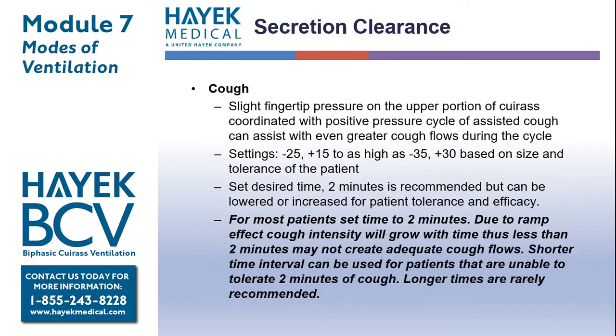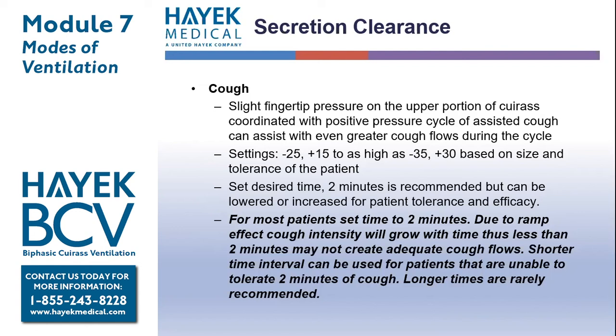Slight fingertip pressure on the upper portion of the cuirass, coordinated with the positive pressure cycle of assisted cough, can generate even greater cough flows during the cycle. Settings for the assist cough mode are -25/+15, or as high as -35/+30, based on size, tolerance, and effectiveness for the patient.